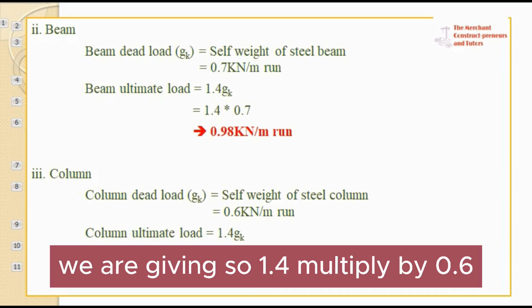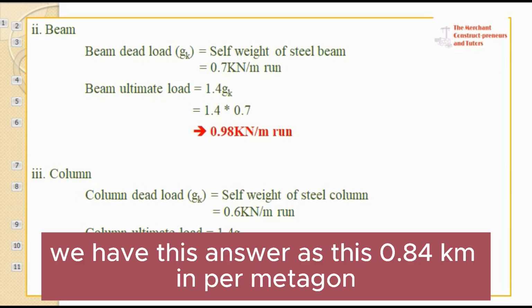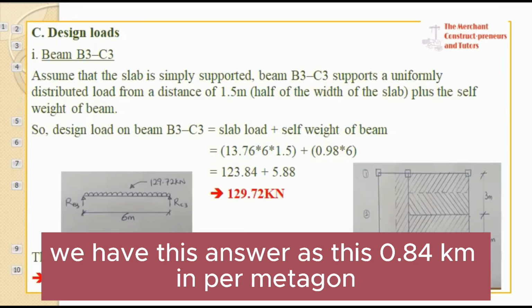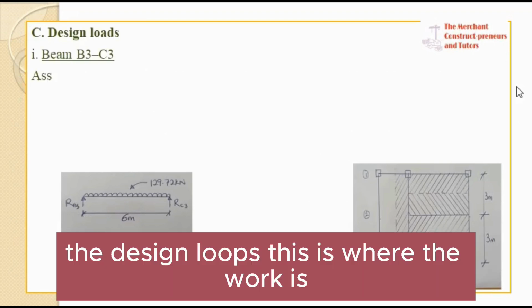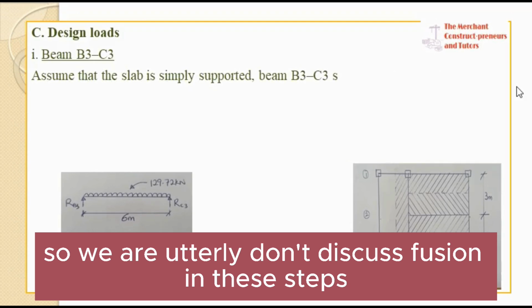So 1.4 multiplied by 0.6, we have this answer as 0.84 kilonewton per meter run. The next thing we are going to be looking at now is the design loads. This is where the work is. We have actually done this calculation in 3 steps.